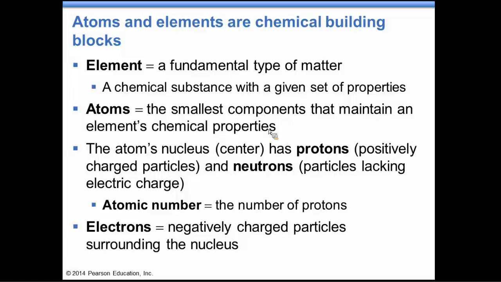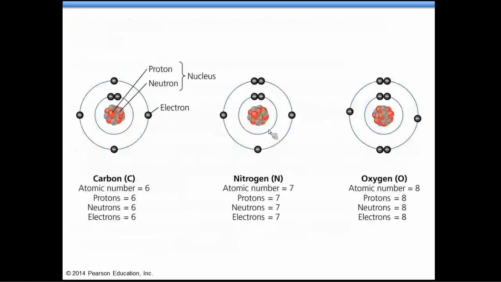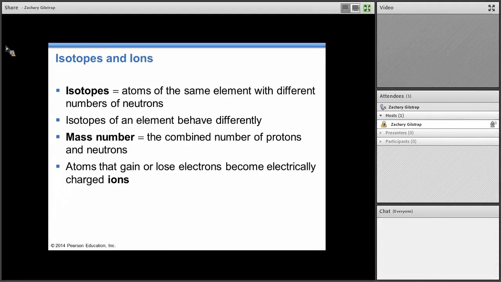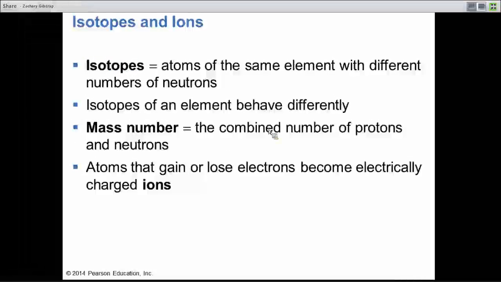Lastly, an atom's nucleus is surrounded by negatively charged particles known as electrons, which balance the positive charge of the protons. In this slide, we can see common elements along with their respective number of neutrons, protons, and electrons. Isotopes. Atoms of the same element with differing numbers of neutrons are referred to as isotopes.